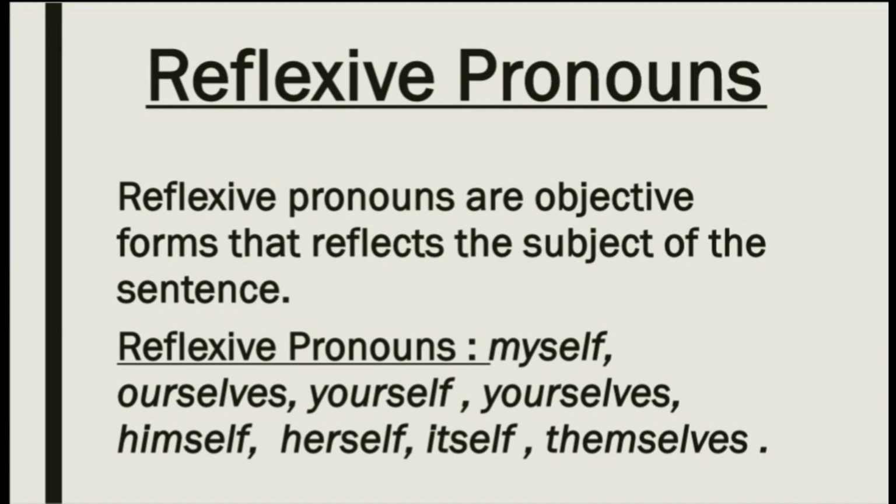We form reflexive pronouns by adding self and selves to my, our, your, him, her, it and them, and finally we get the results such as myself, ourselves. Now it cannot be ourself, that will be wrong. It is ourselves because that is a plural pronoun, right? Next is yourself when you refer to one person, but when you refer to more than one, you'll say yourselves. Similarly, himself, herself, itself, and then again themselves.